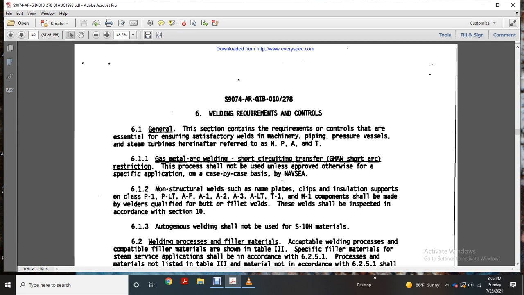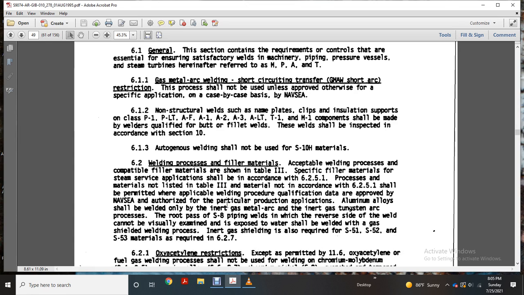Non-structural welds of nameplate clips and insulation supports for Class Pipe 1 and Pipe limited to AF1, AF, A1, A2, A3, and AF limited to Turbine 1 and Machinery 1 components shall be made, and welders qualified for butt and fillet welds. These welds shall be inspected in accordance with the section. Autogenous welding should not be used with S10H materials.